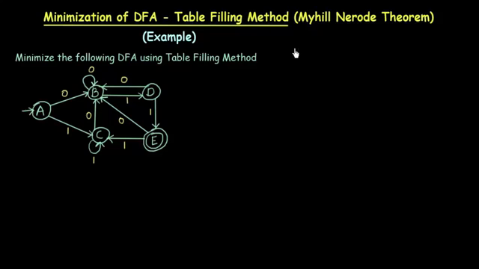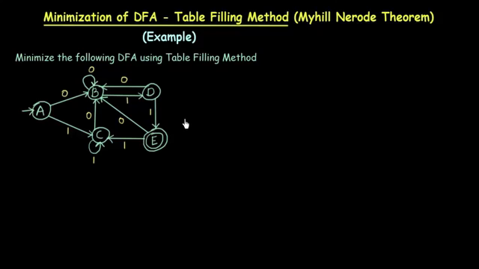In the previous lecture, we studied the minimization of DFA using the table filling method, also known as the Myhill-Nerode theorem. In this lecture, we will see another example where we will try to minimize this DFA using the table filling method. If you don't know the steps that we have to follow in this method, I request you to watch the previous video before you proceed in this video, in order to understand the steps. Okay, so let's get started and let's try to minimize this DFA using the table filling method.